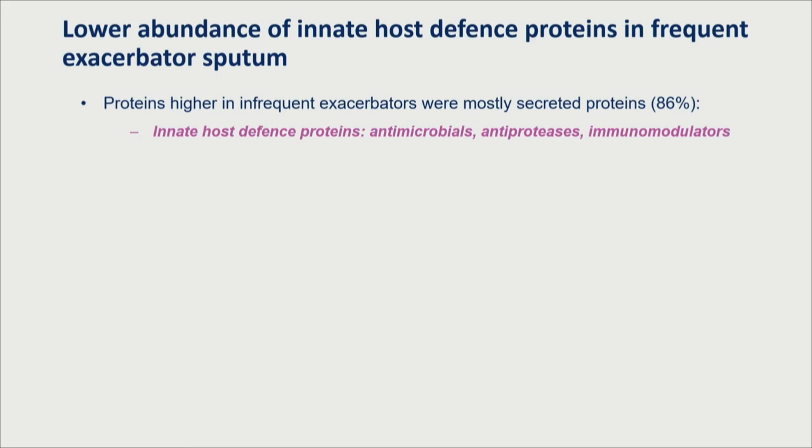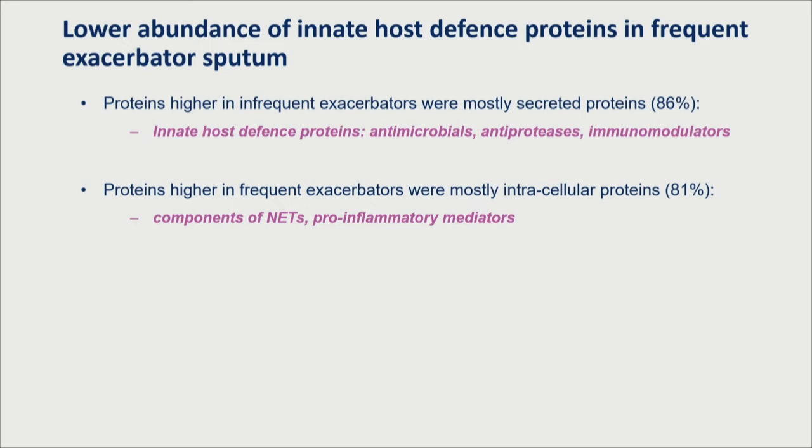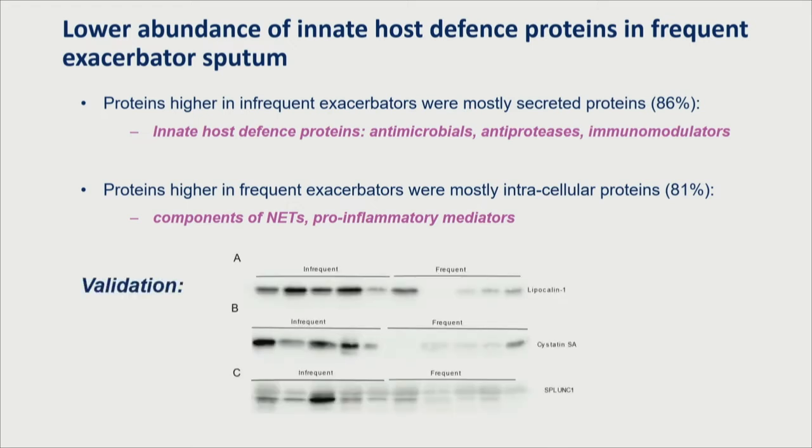Proteins that were higher in infrequent exacerbators were mostly secreted proteins, many of which had innate host defense functions and included a range of antimicrobials, antiproteases, and immunomodulatory proteins. Whereas proteins higher in frequent exacerbators were mostly intracellular proteins, many of which were found within the published NET proteome, and some pro-inflammatory mediators as well. We validated our proteomics results by selecting a number of proteins of interest for analysis by Western blot and ELISA, and some of this validation data is shown here for the proteins lipocalin-1, cystatin SA, and SPLUNC1, which the Western blot data confirmed were higher in infrequent exacerbator samples.